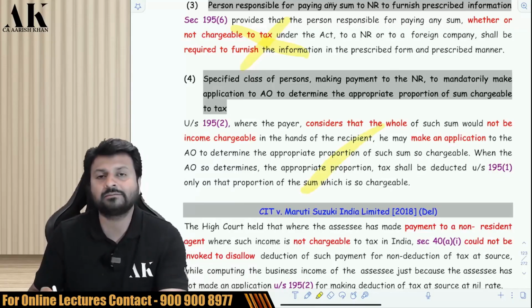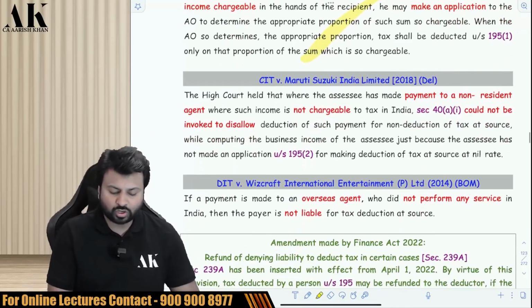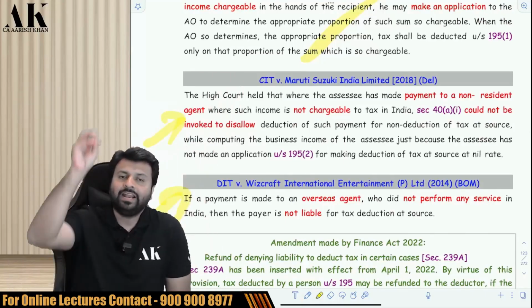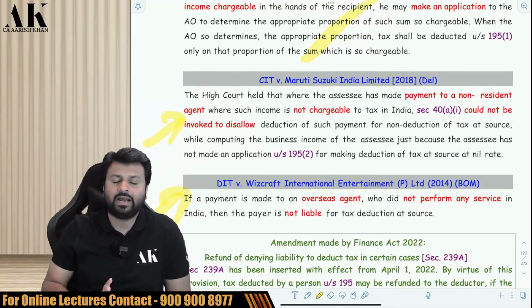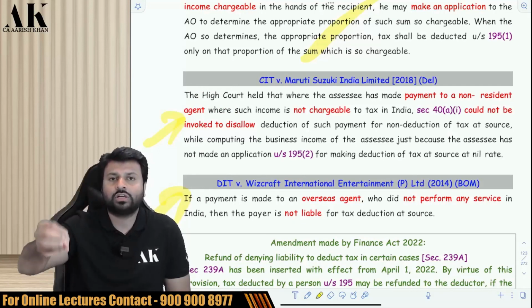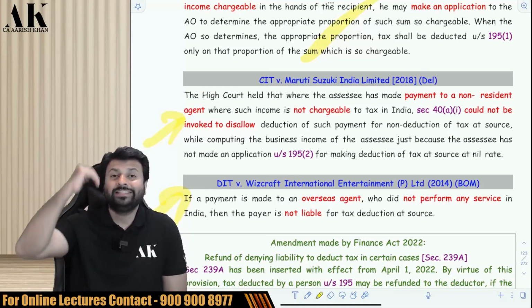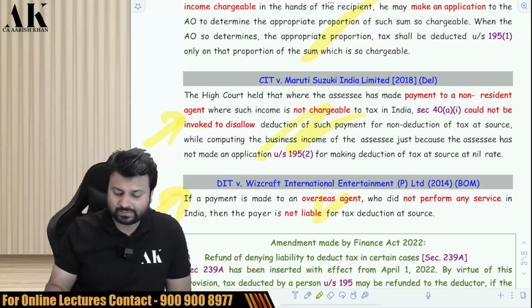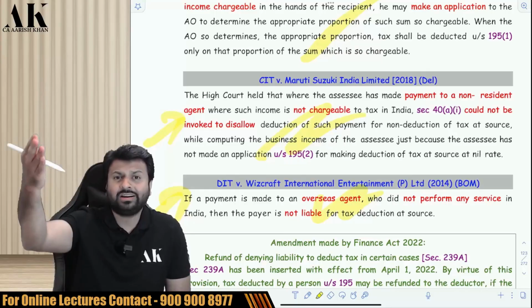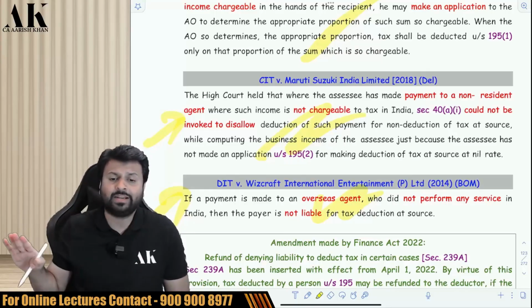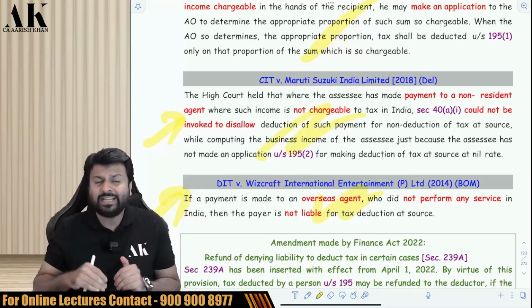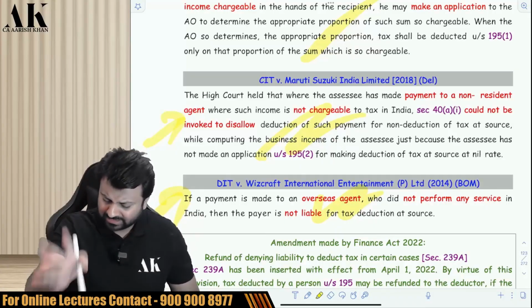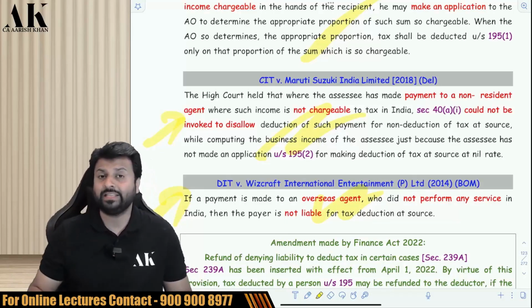Check it please. The next two case laws talk about one very important factor: if you are making payment to a non-resident agent and if that agent's income is not taxable in India, the question of disallowance and the question of deduction of TDS does not arise. The other person's income has to be chargeable to tax in India. In both these cases, you can check it. The non-resident agent's income was not taxable in India. He did not perform any services in India. Therefore, his income cannot be chargeable to tax in India. This is what the Delhi High Court and the Bombay High Court have to say in these two cases.